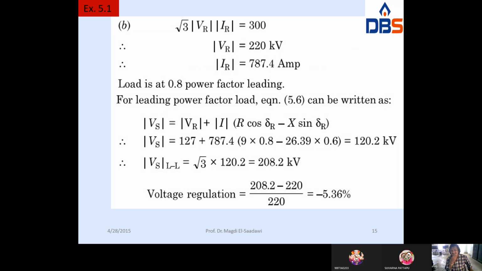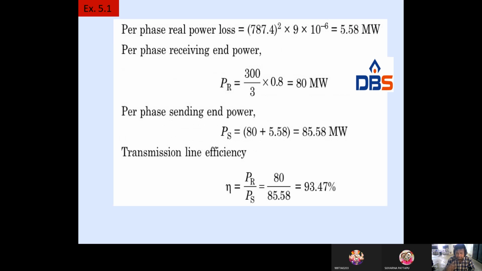So for lagging power factor, now leading power factor, what is the change here? For lagging power factor it is plus Ir cos φr plus I XL sin φr. For leading, here minus, that is the only change. So for leading power factor, voltage regulation may go negative also, and efficiency for leading power factor also.